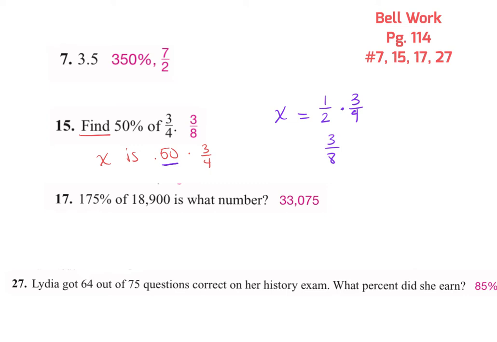If you did it with decimals, then you could have changed this guy to a decimal. So you could say x equals 0.50 times 0.75. Either way. But typically, if you get a fraction, the answer is going to be in fraction form.